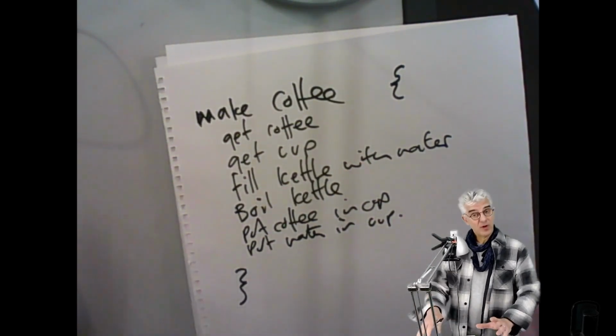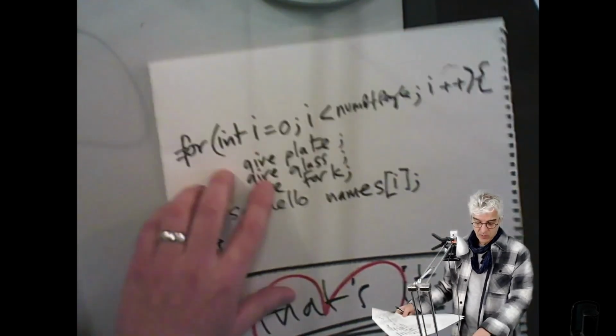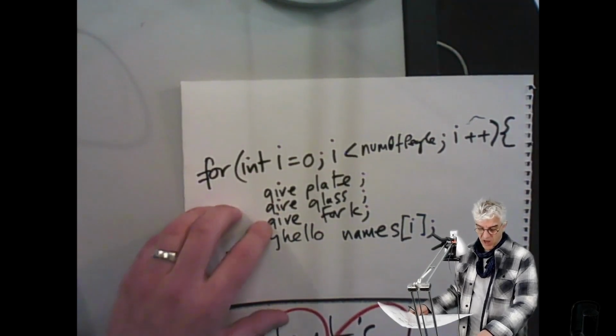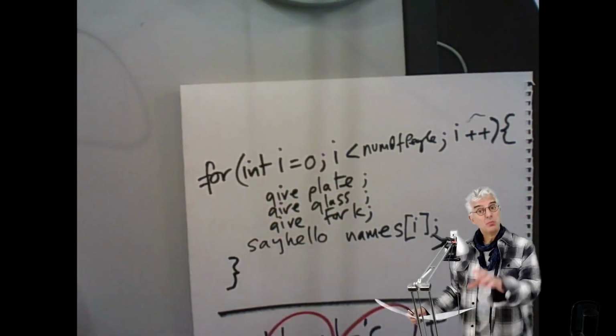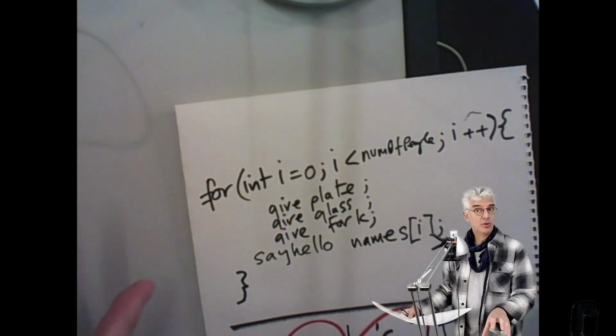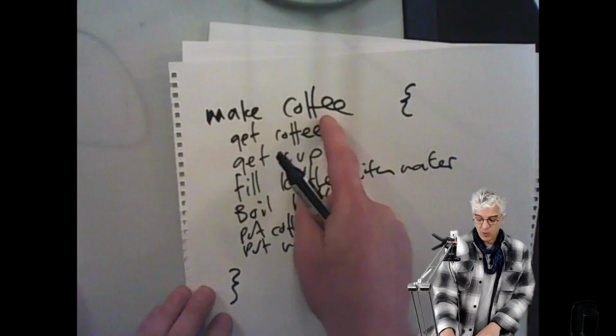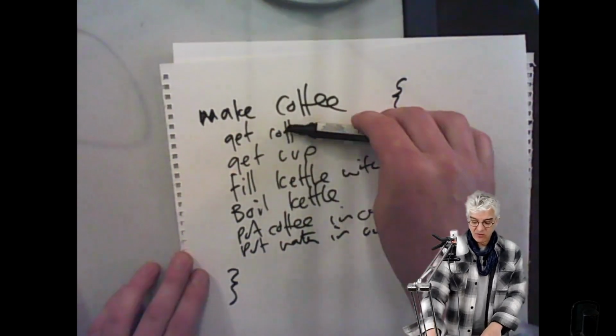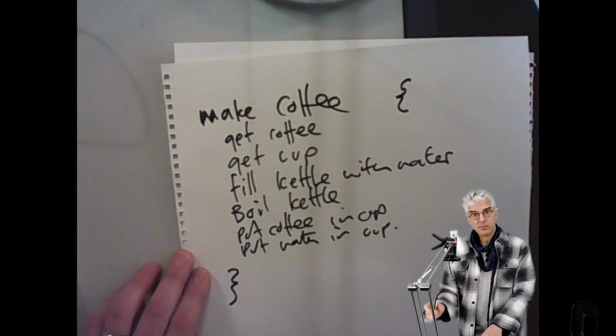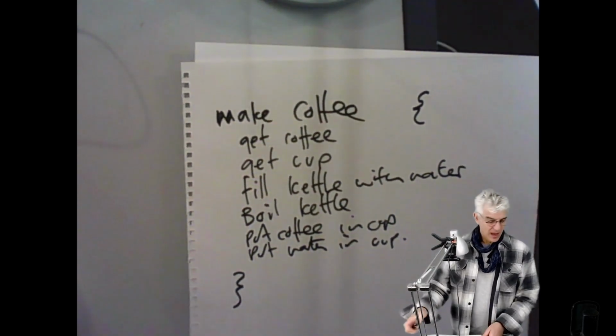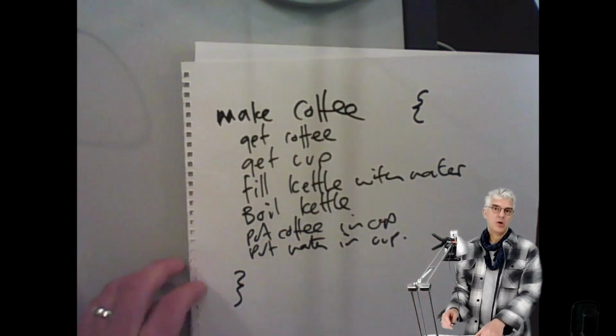So now I've made a function. Just like here when I say give a plate, give a glass, give a fork, I can define what that means and build up my own little bits of Lego programming. So if I want to say make coffee, inside there in smaller bits of program, like Lego building stuff up, I can specify what do you do when you make coffee.